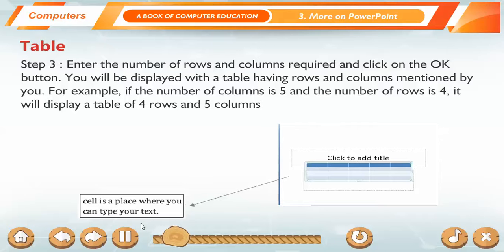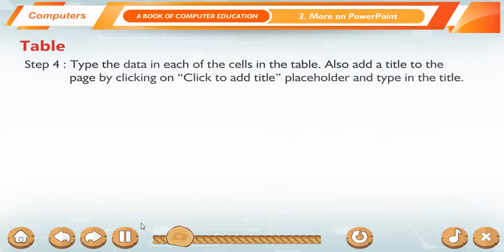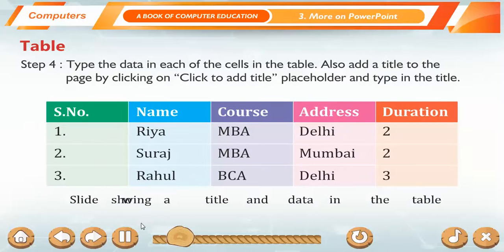For example, if the number of columns is 5 and the number of rows is 4, it will display a table of 4 rows and 5 columns. Cell is a place where you can type your text. Step 4. Type the data in each of the cells in the table. Also, add a title to the page by clicking on Click to Add Title placeholder and type in the title.